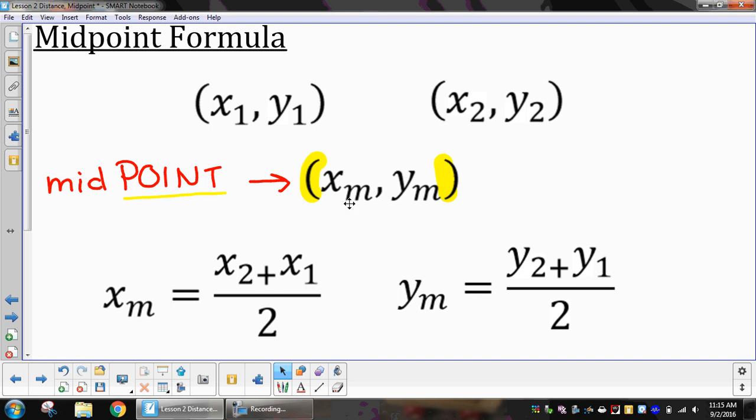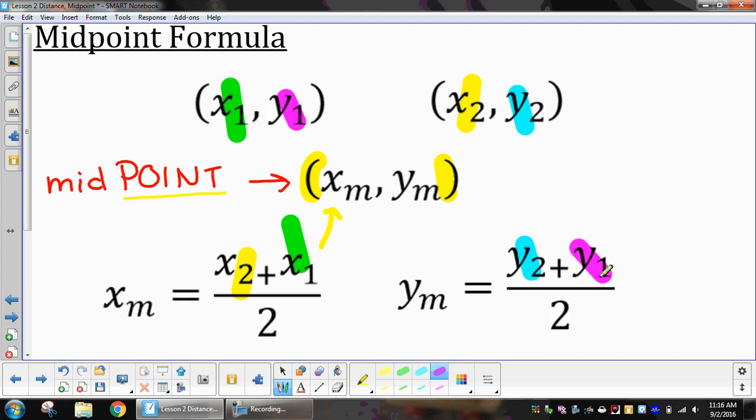So to find the x value, the x coordinate of the midpoint, I use this formula. I just plug my x2 in there, plug my x1 in here, add, divide by 2, and the result goes into that final answer. Do the same thing with my y's, my y2, my y1. I add and divide by 2. My answer goes there. And when I'm done, this is my midpoint.